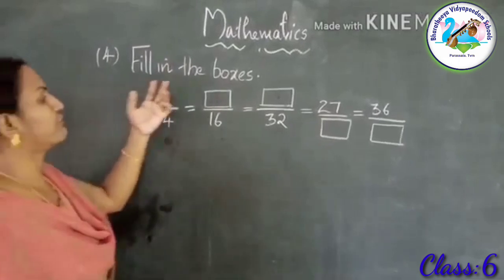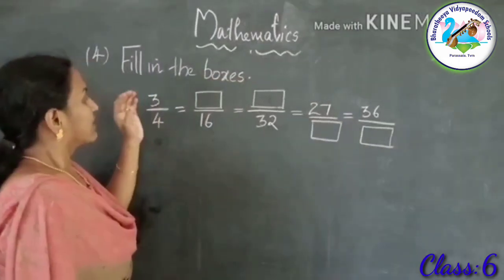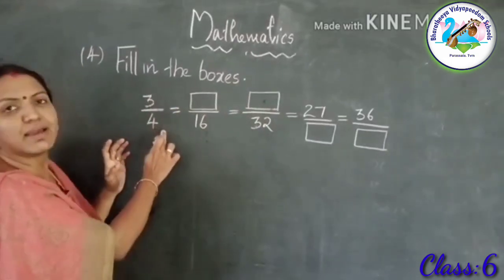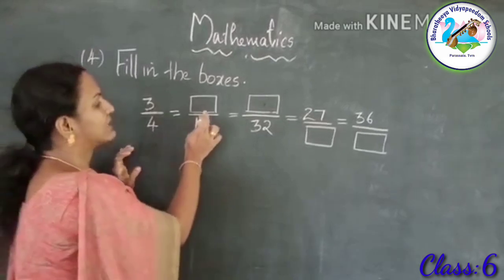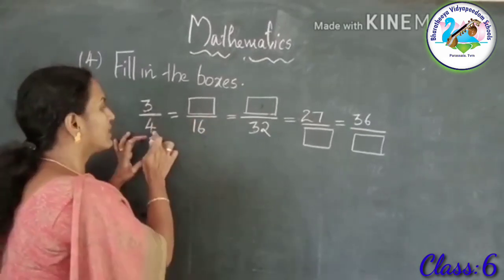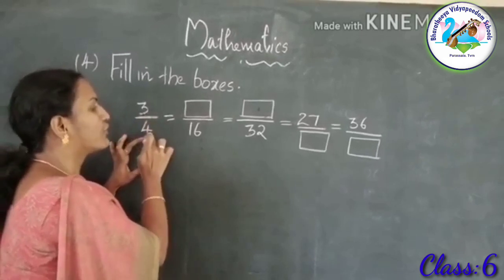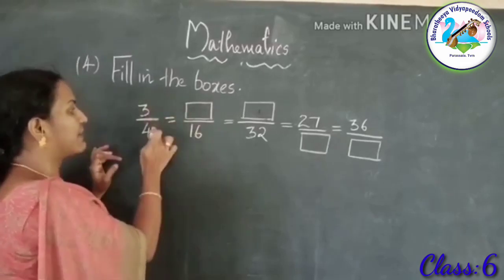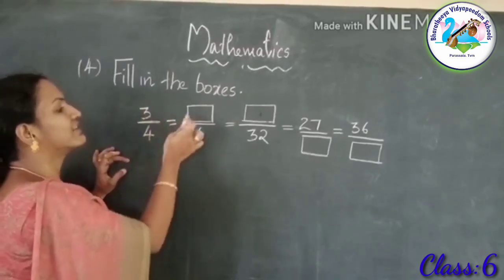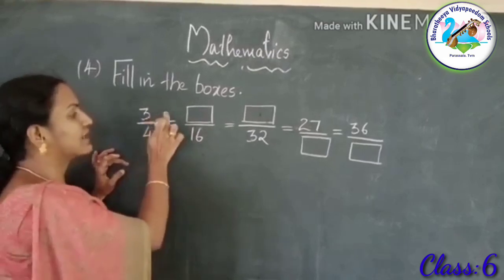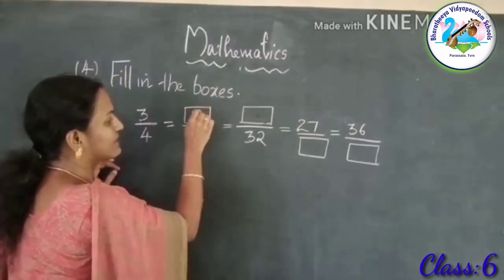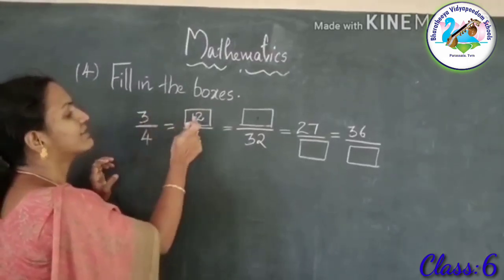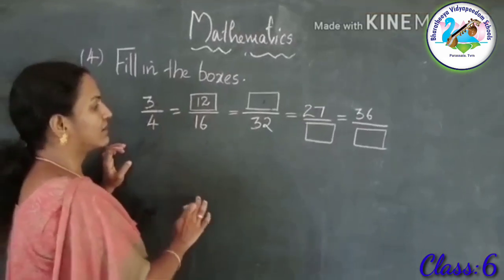Next, question number 4, fill the boxes. The first fraction is given, you have to fill the other boxes. The first one, 3 by 4 is equal to dash by 16. In the denominator, 4 into 4 is 16. So multiply 3 with 4. 3 into 4 is 12. The answer is 12.